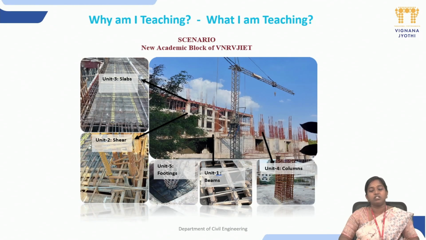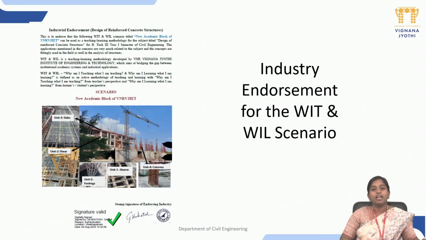As you can see on the screen, there is a building, which is the new academic block at Vienna VJIT, which shows us various structural components like beams, columns, footings, and slabs. This will allow the student to learn the design of reinforced concrete structures more practically and more tangibly. And this scenario would again be endorsed by the industry, making sure that the applications are well in line with the contents of the topic of concrete structures.